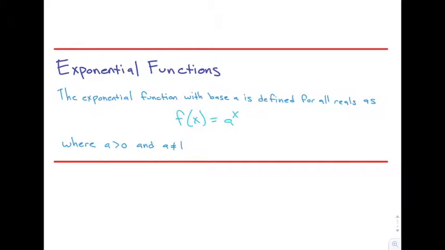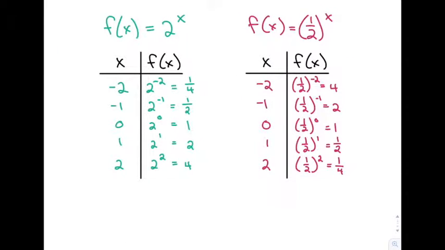So recall that an exponential function is a function with base a defined for all reals as f of x equals a to the x, where a is strictly greater than 0 and a does not equal 1. Also recall from the last video, we looked at f of x equals 2 to the x, and we looked at f of x equals 1/2 to the x. We found a few points for each of those just so we could start getting a sense of what those exponential function behaviors are. So now we will plot those points.